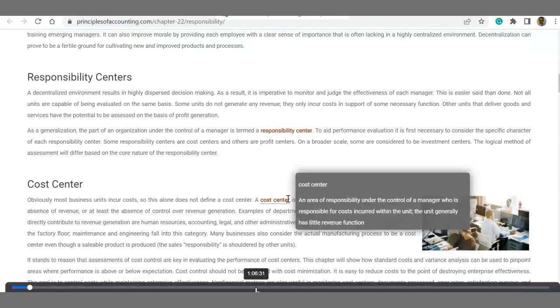For example, a cost center is an area of responsibility under the control of a manager who is responsible for costs incurred within the unit. The unit generally has little revenue function. For example, the accounting department in a company is a cost center, because it is not generating any revenue. The generation of revenue comes from the business operation, let's say manufacturing t-shirts. Accounting is taking care of payroll, bookkeeping, financial statements, those types of things. They can control the cost of the accounting department, but they have no control on the cost of anything else, or on increasing revenue.